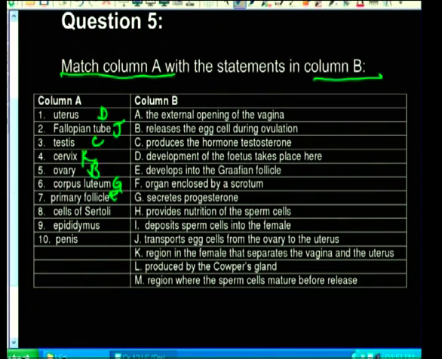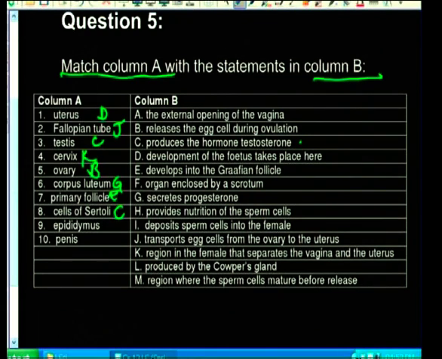Now you've got to start thinking very carefully about something here. Cells of Sertoli, external opening of the vagina, no. Release of egg, no. Produces the hormone testosterone, possibility. Development of fetus, no. Graafian follicle, enclosed by scrotum, no. Secretes progesterone, no. Provides nutrition for the sperm cells, no. Deposits sperm cells, no. Transports egg cells, no. Region in the female, no. Produced by the Corpus gland, no. Region where the sperm cells mature before release, no. So now we have to go back to testes and change that answer. Cells of Sertoli will be C.